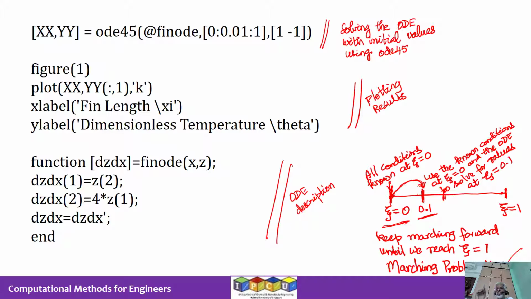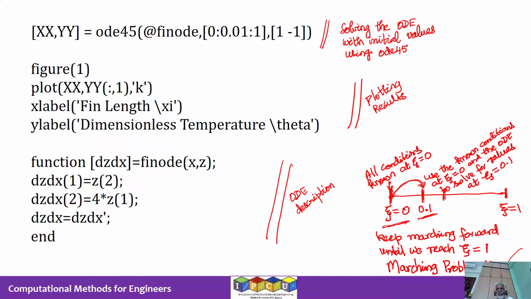So we can solve it sequentially. From psi equal to 0, we can find the solution at psi equal to 0.05, let's say. Then using the solution at psi equal to 0.05, which we just found, as a base, we find the value of theta and d theta by d psi at psi equal to 0.1, and so on until the end point that we choose. So this is a marching problem.